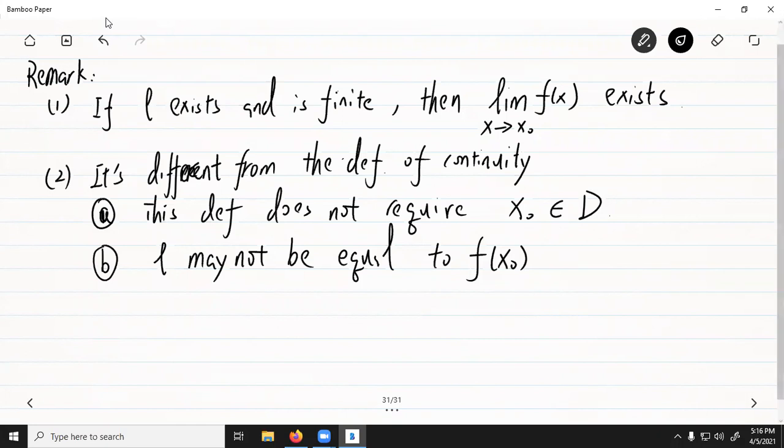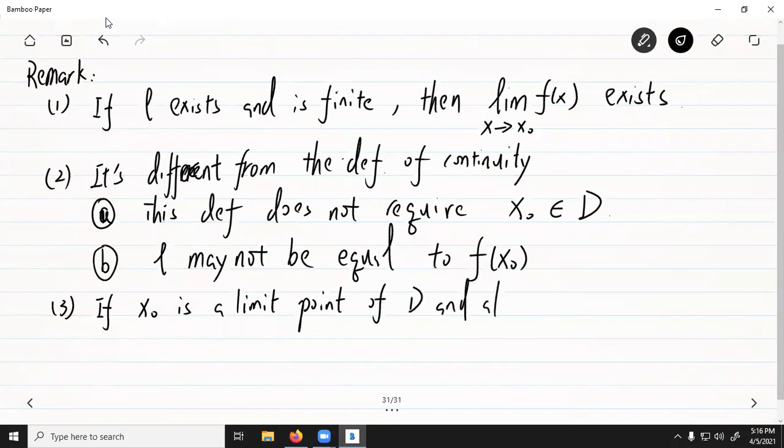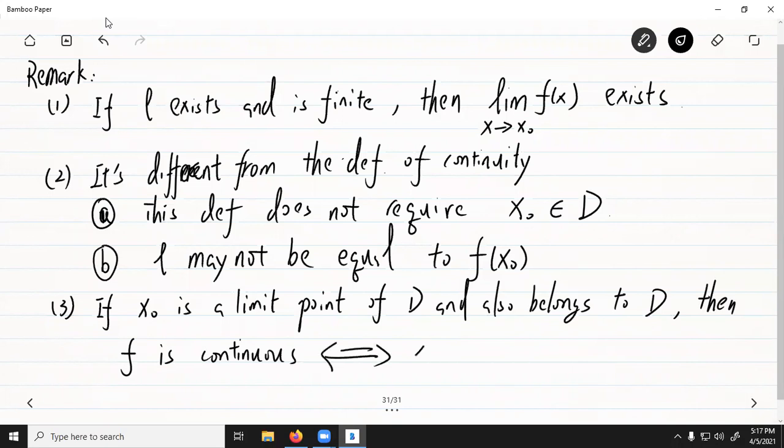So, 3, if x0 is a limit point of D and also belongs to D, then f is continuous on D is equivalent to say that the limit as x approaches x0 of f of x is equal to f of x0.